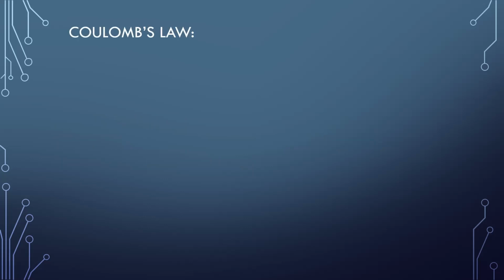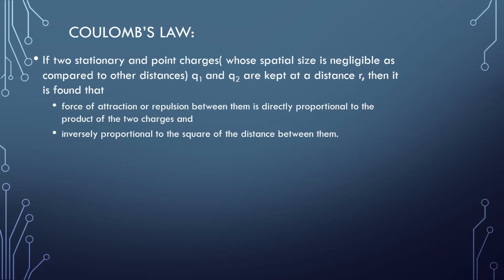Coulomb's law. What is Coulomb's law? Let us talk about the statement of Coulomb's law. If two stationary point charges, and what is a point charge? One whose size is very small as compared to other distances. The two charges are Q1 and Q2, and they are separated by a distance r from each other.